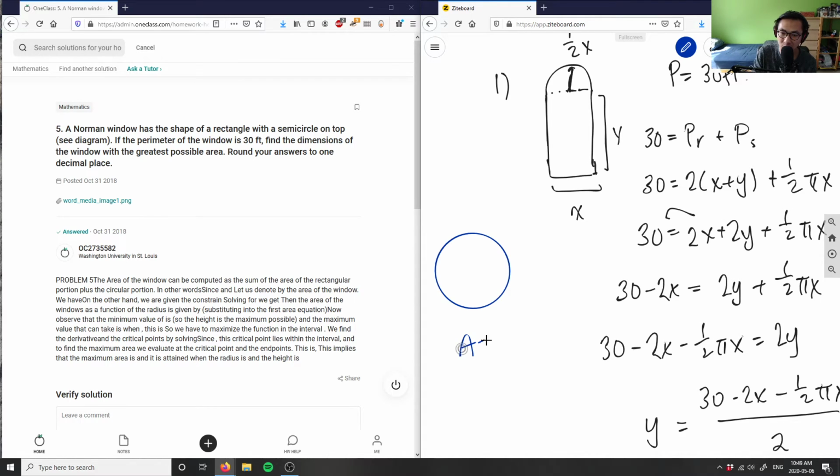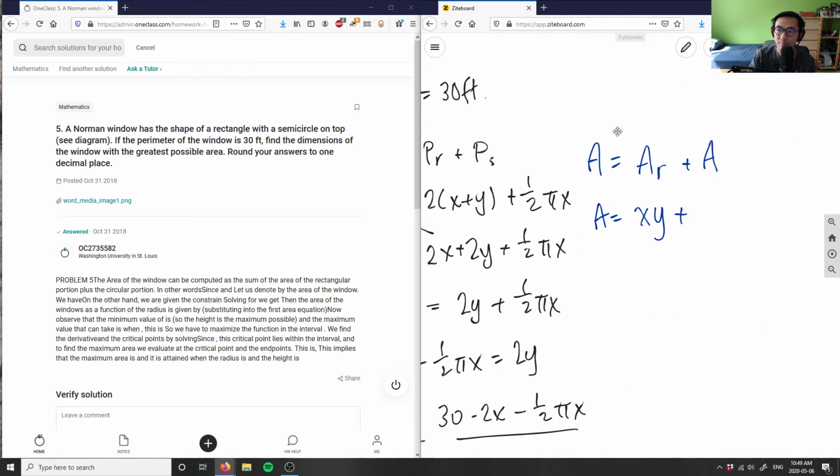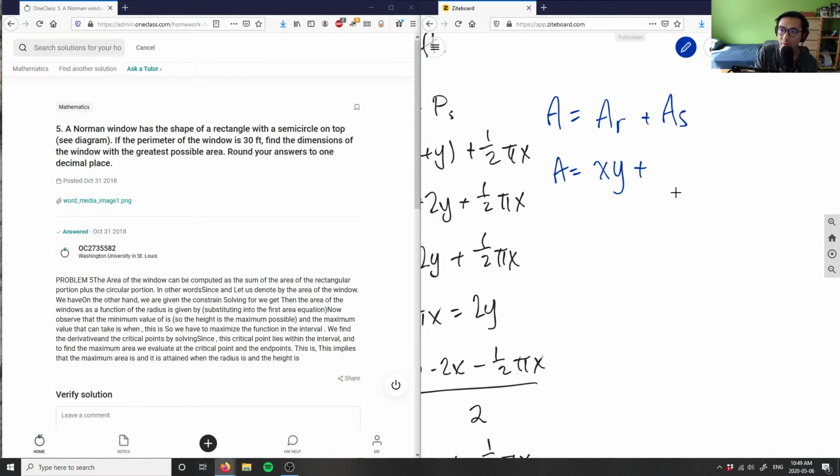The area of a circle is pi r squared, right? So if I cut this in half, what is the area of a semicircle? Well, the area is simply half, so this would be half pi r squared. The area of a semicircle here is half pi r squared.